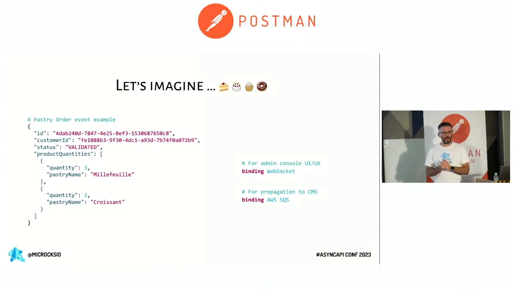And we are going to expose these AsyncAPI events using two different bindings, because we have two different use cases to handle. We want a very dynamic UX in an administration console, for example, where you are tracking the business activity, so we are going to use the WebSocket binding. And we also want to propagate these events to some external systems like a CMS, whatever. For this use case, we will use AWS SQS. So this will be the context of my demo.